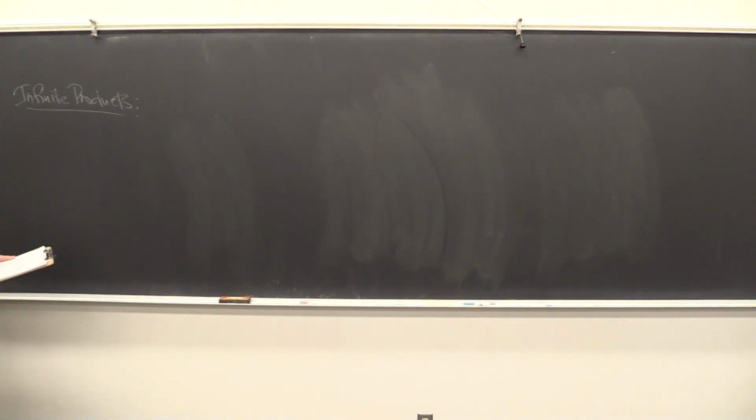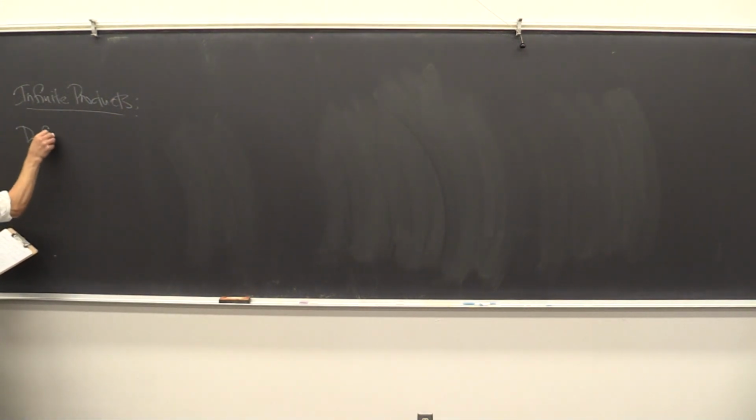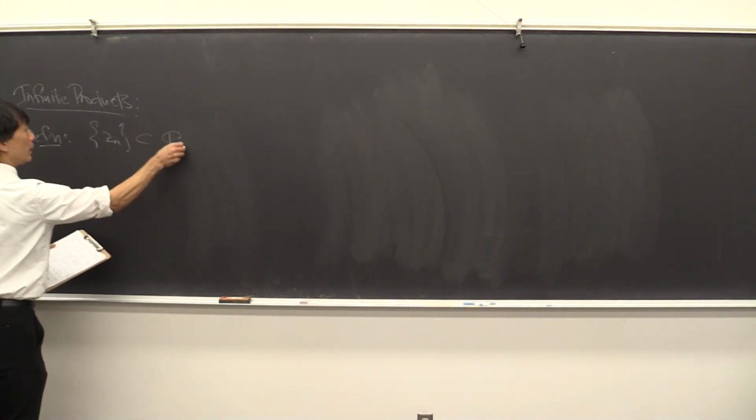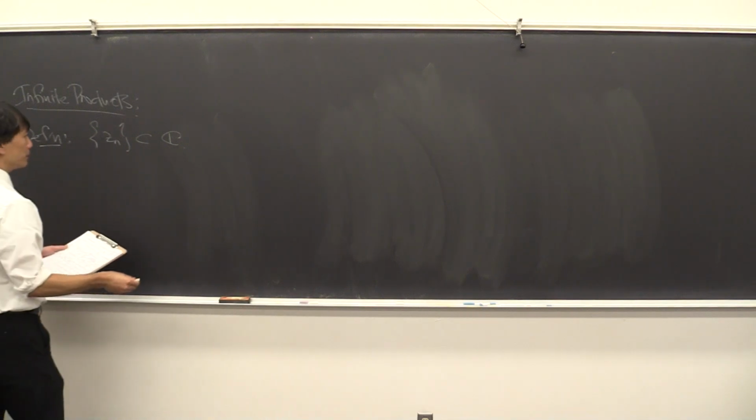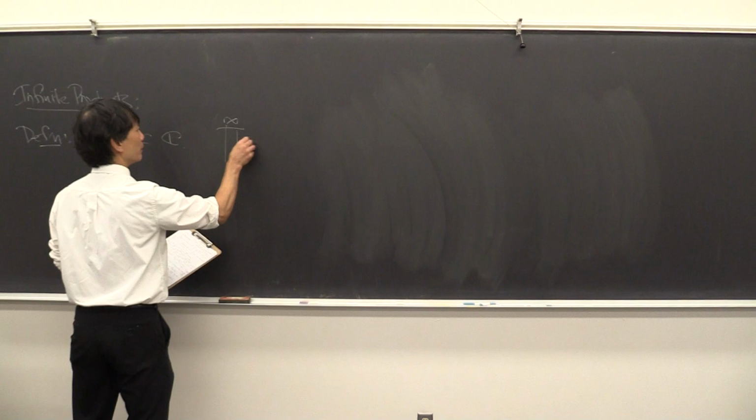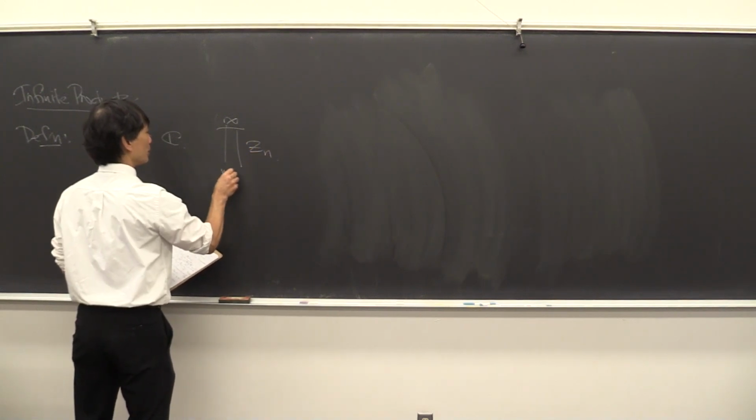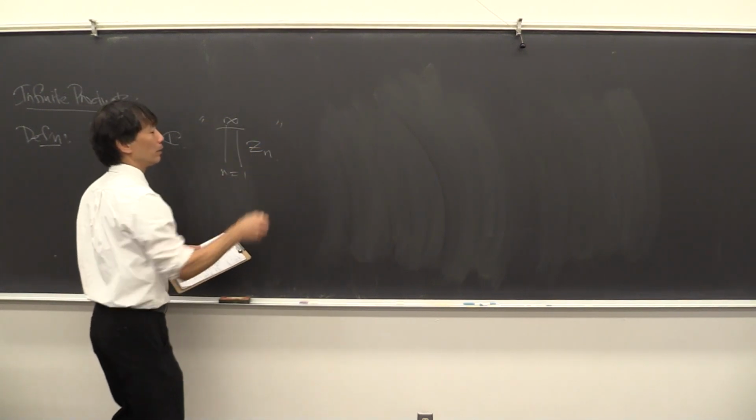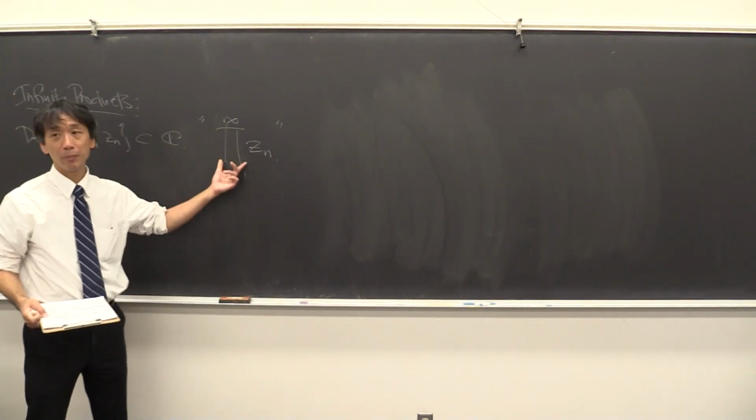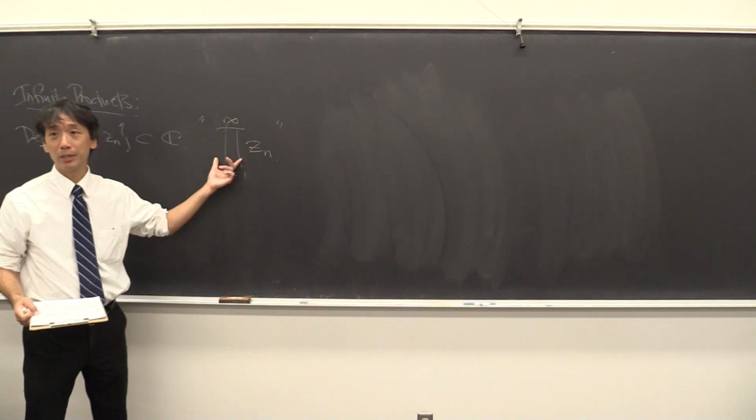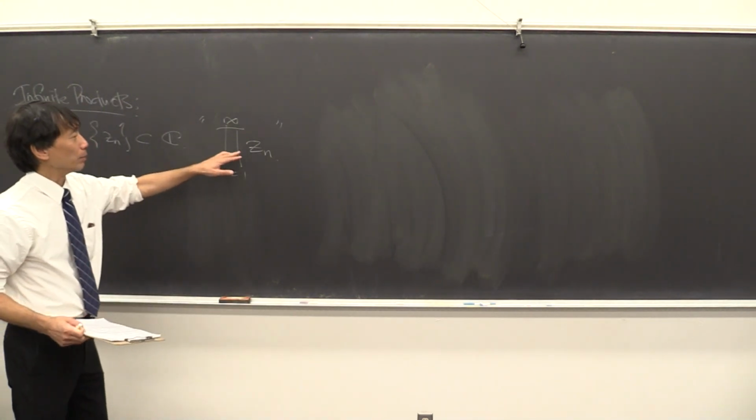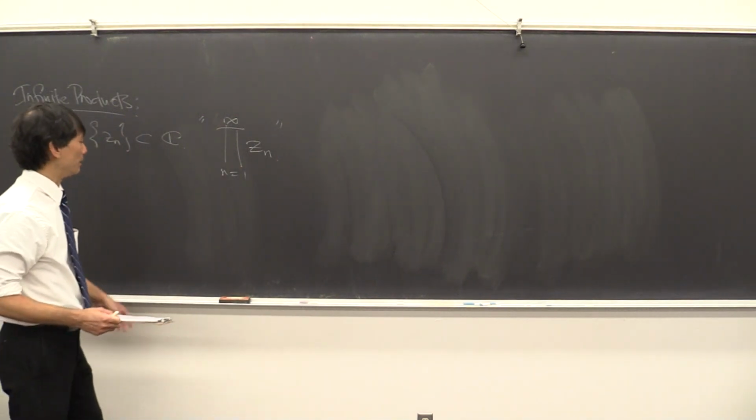Okay, so definition: you have a bunch of points in the complex plane, and you want to talk about what it means to take the infinite product of those points, right, from n equals 1 to infinity. Right. What's the infinite product? So I don't know if you've seen this before. This big pi stands for product, just like the big S stands for sum, right? So this is the infinite product.